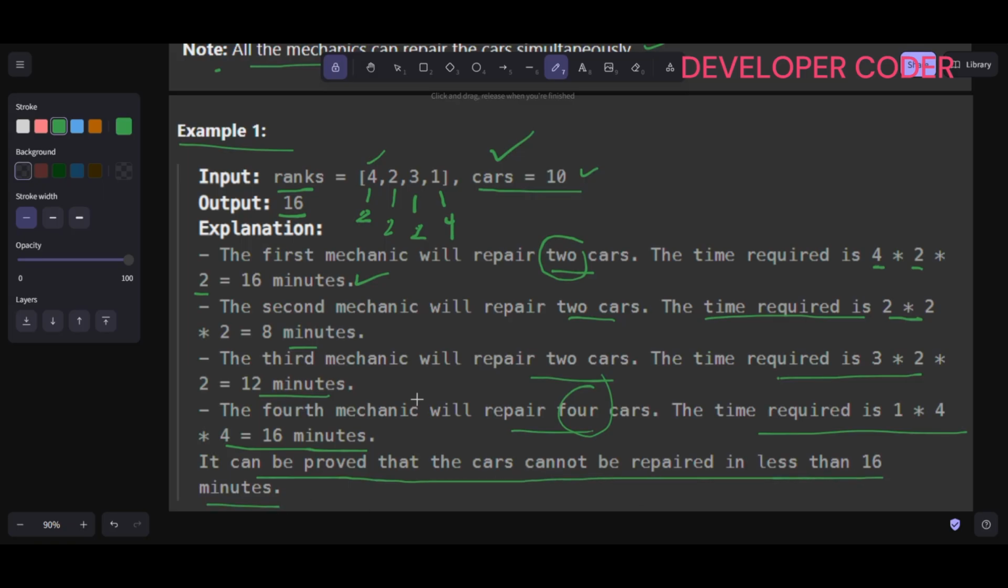So now see why we are getting this 16. In this way we are getting the output 16, as per this explanation.